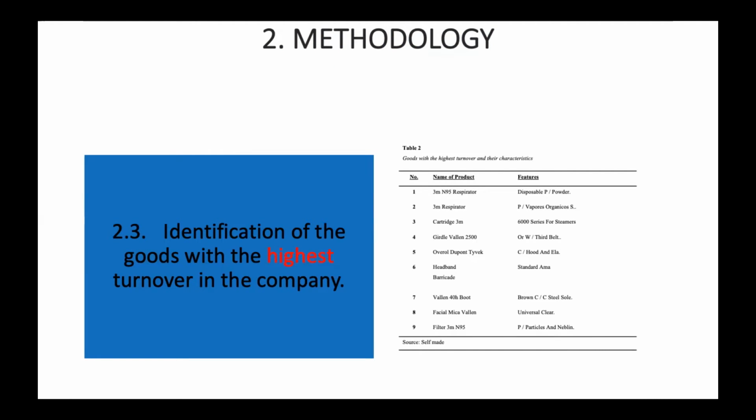An identification of goods with the highest turnover in the company, as we can see in table 2. This is the name of the products.